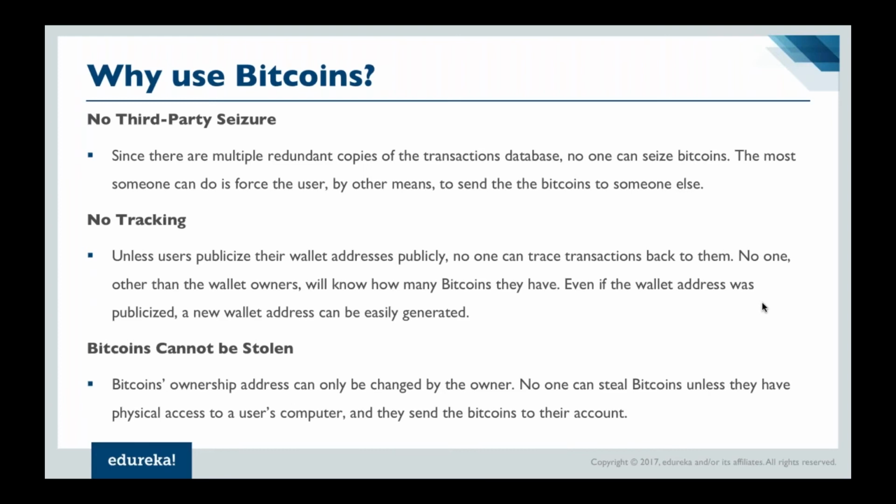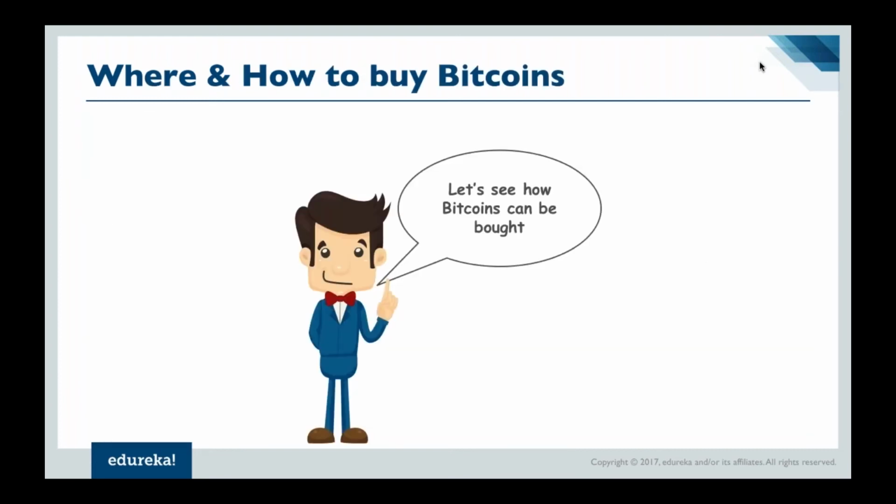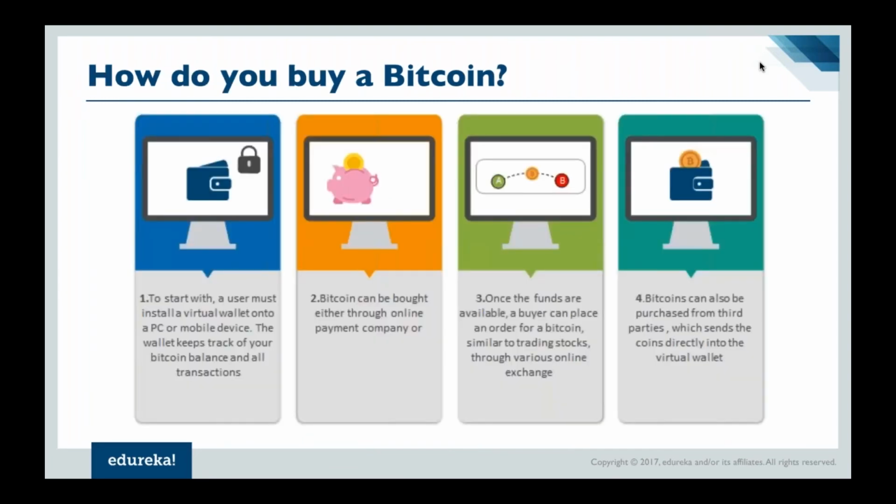So where and how do I buy Bitcoins? Let's see how we can buy Bitcoin. To start with, the user must install a virtual wallet onto a PC or a mobile device, and this wallet keeps track of your Bitcoin balance and all the transactions that you make on the Bitcoin network. Second, you can buy Bitcoin online, either through a payment company, or you can register on a Bitcoin exchange. There are plenty of exchanges available, and you can register there and transfer funds to the company. Once the funds are available, the buyer can place an order for a Bitcoin, just like we trade stocks or buy online.